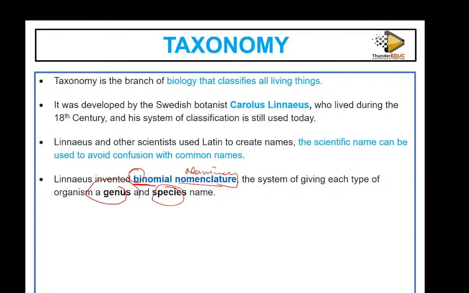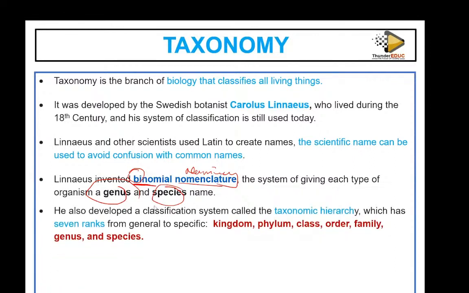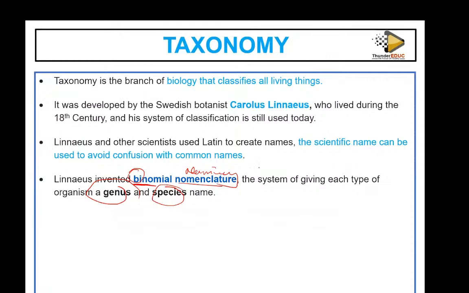But how do we write the genus and how do we write the species name? The genus must start with a capital letter, Homo. For example, the genus must start with a capital letter, for example, Homo. And then the species name must start with a small letter. I said Homo, not homo. Sapien. Underline. We have a principle which we use when you're doing this.